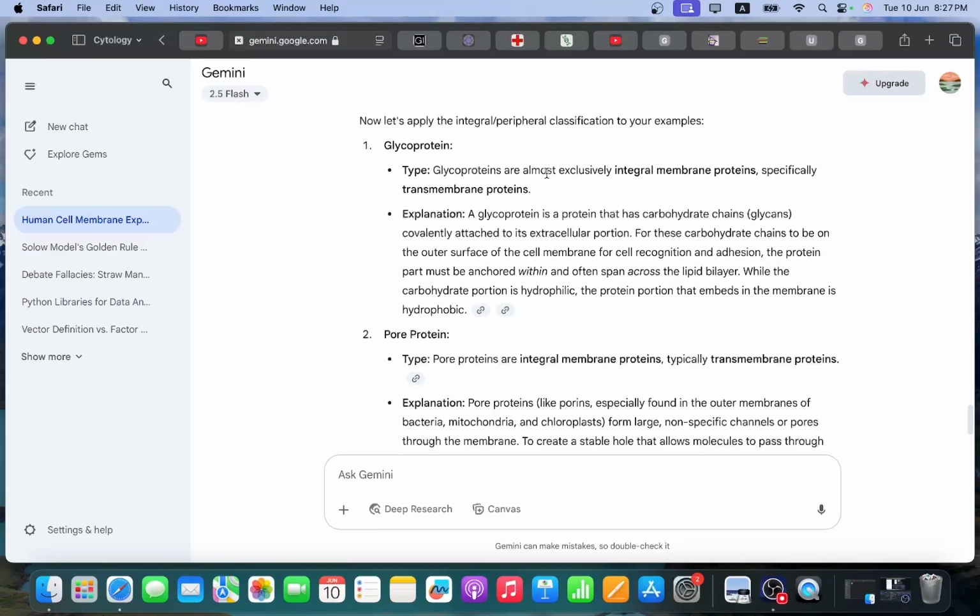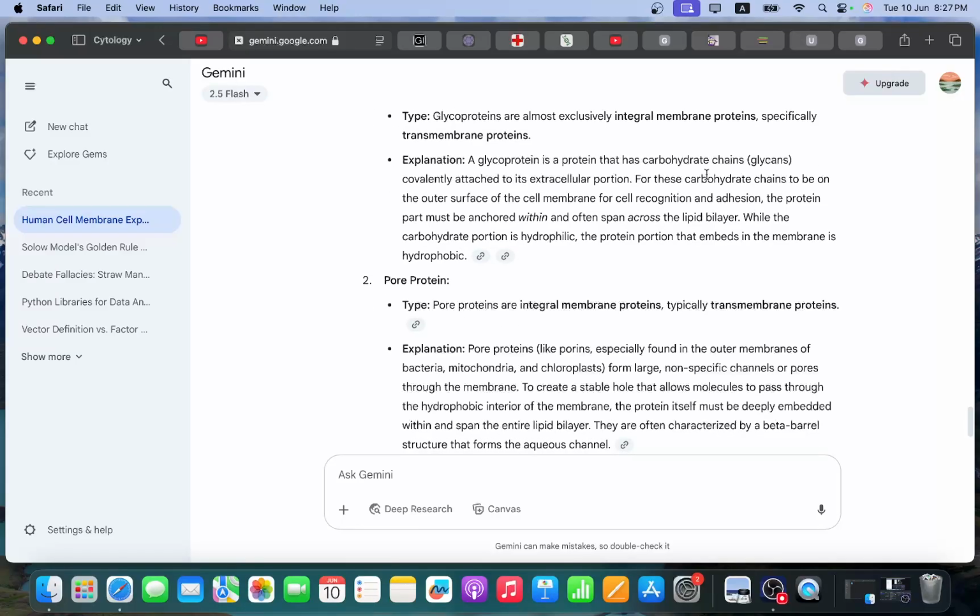Glycoproteins are almost exclusively integral membrane proteins, specifically transmembrane proteins. A glycoprotein is a protein that has carbohydrate chains covalently attached to its extracellular portions. Okay, I have read this.